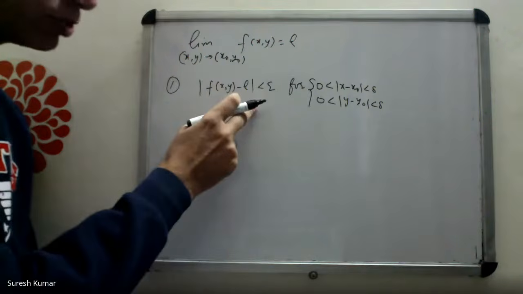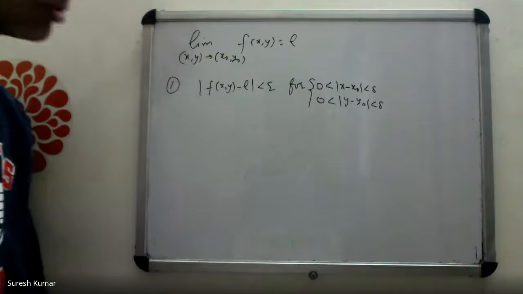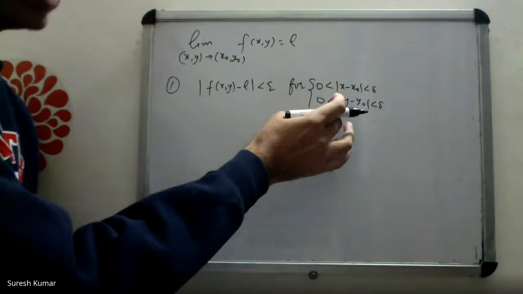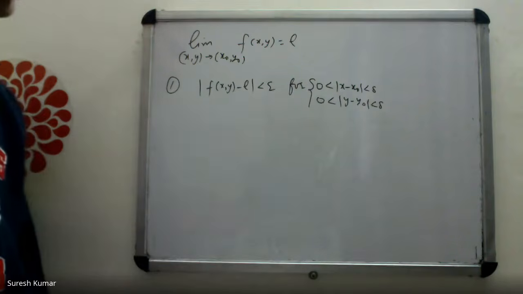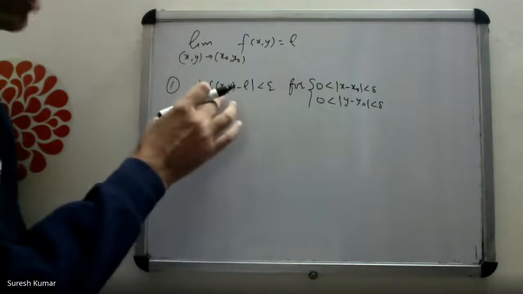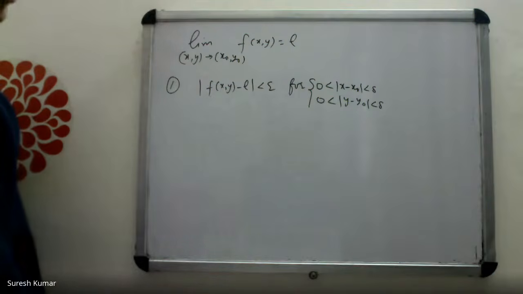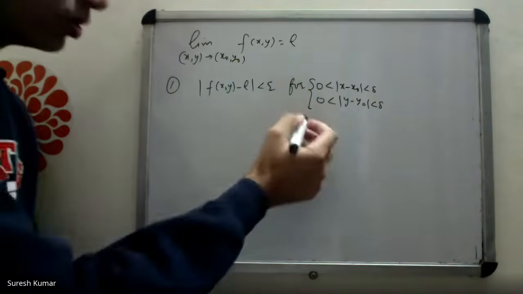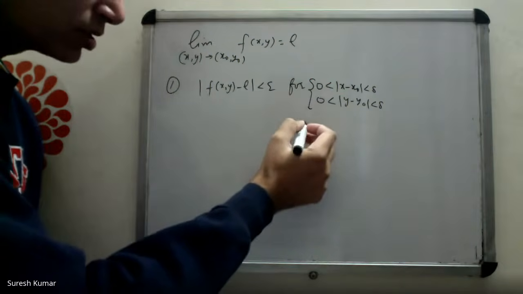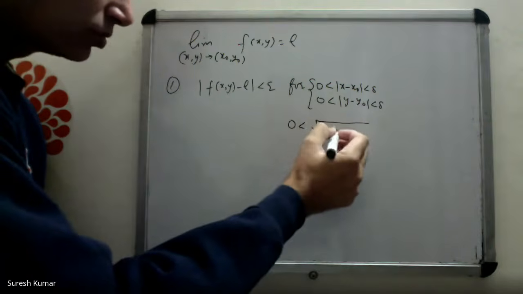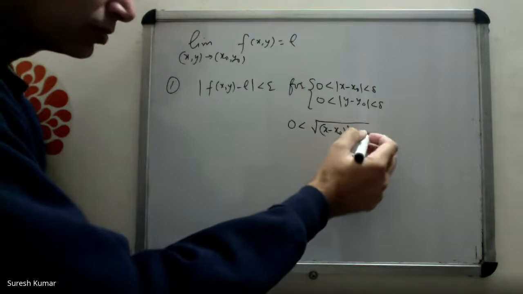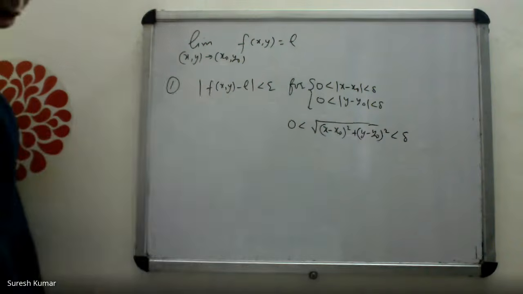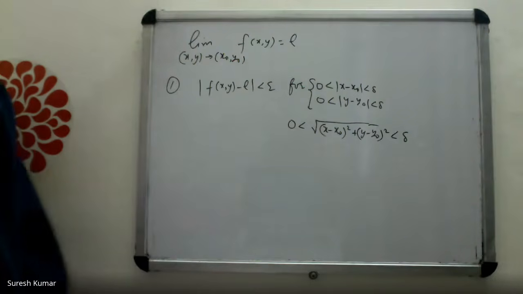So for given epsilon positive, you should be in a position to find some delta positive such that for the values of (x,y) corresponding to this deleted neighborhood, f(x,y) values lie in the epsilon neighborhood of L. I have already explained these things earlier. You can construct a square or a circular neighborhood also. Both are fine. So this is the way to prove a limit using the definition.